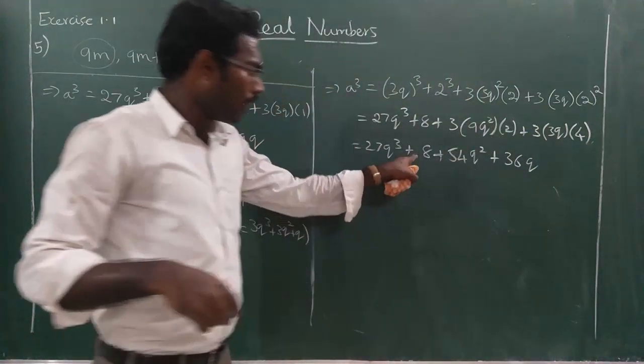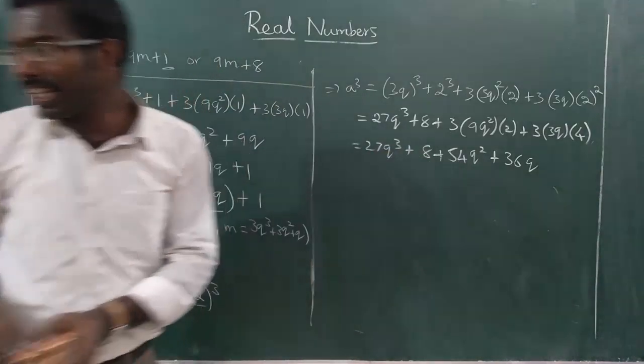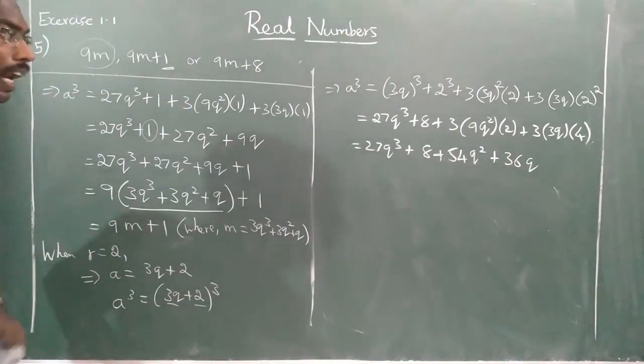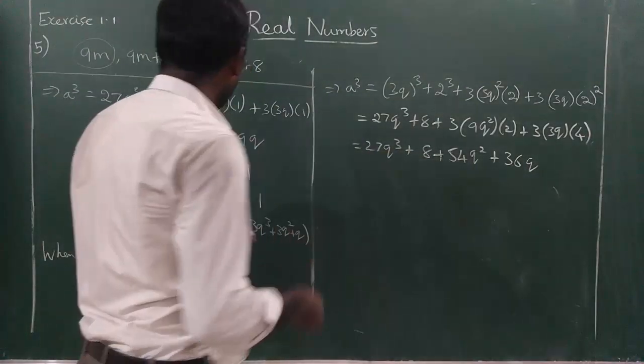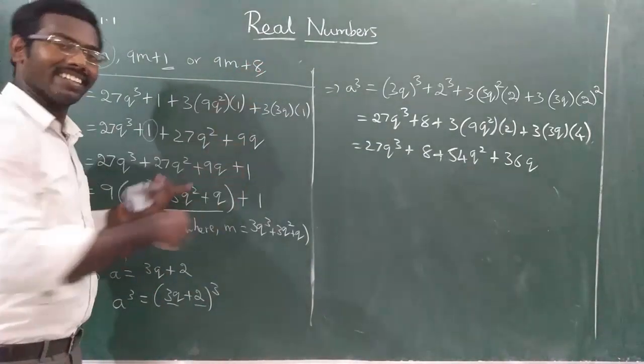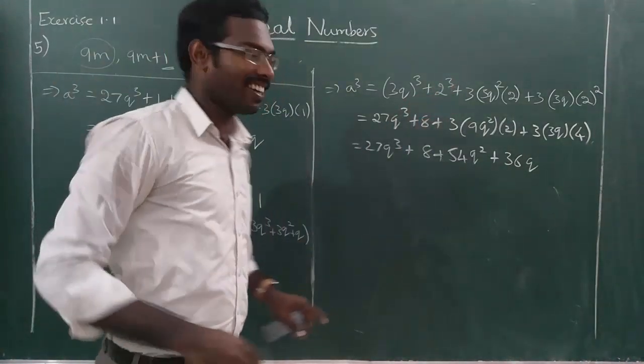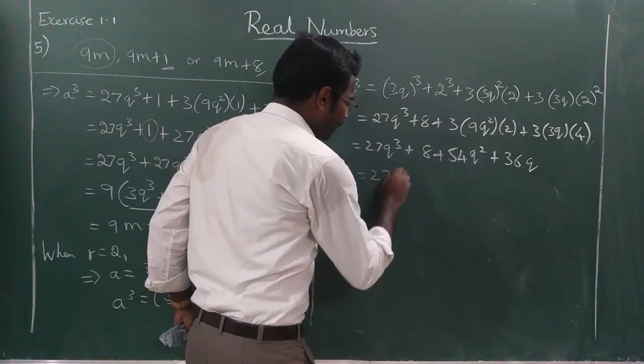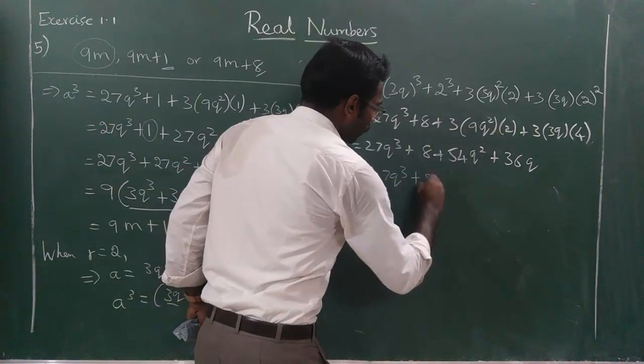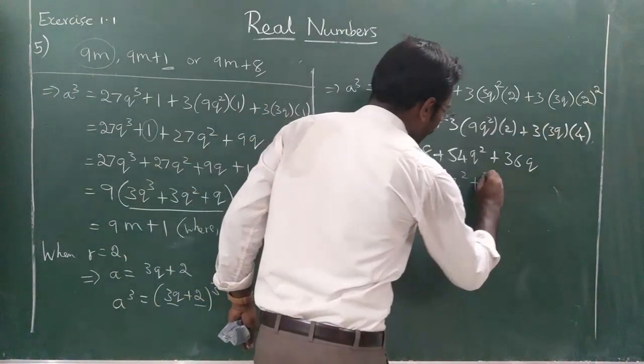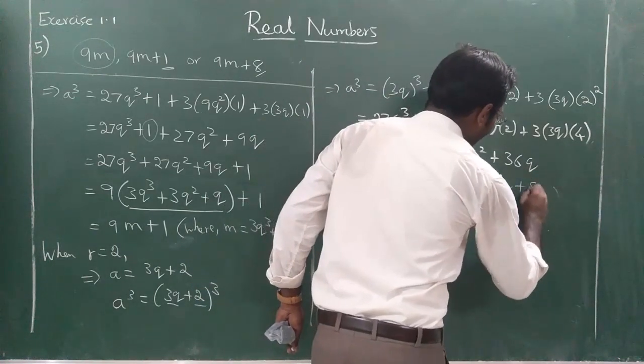Okay, so here also one constant term is there. So please take the constant term to the last. Okay, because here last 8 is there now. Here also 8 directly it will come. So that is equal to 27q cube plus 54q square plus 36q plus 8.